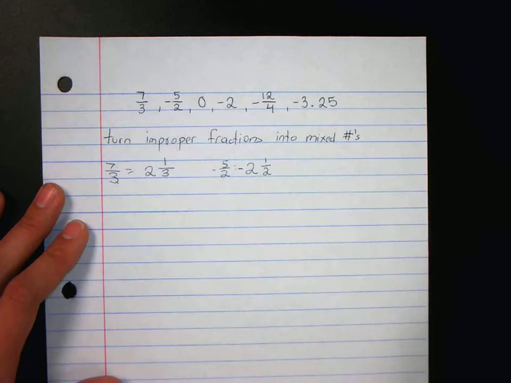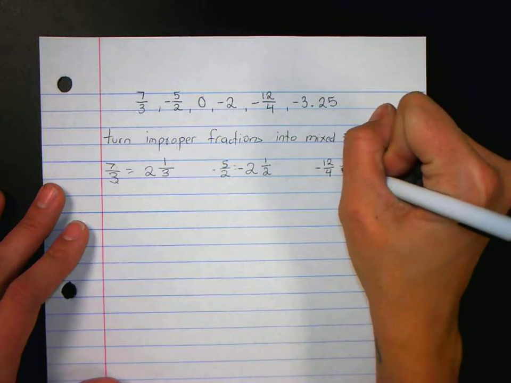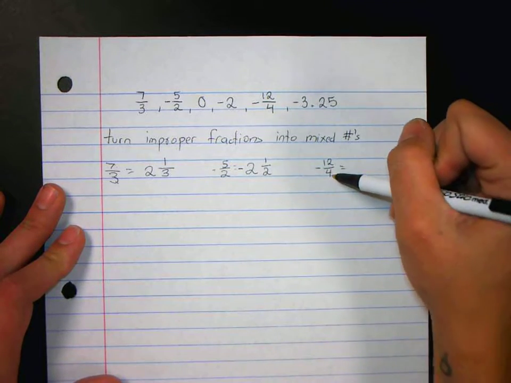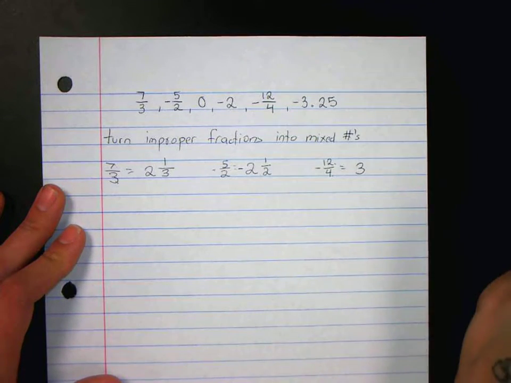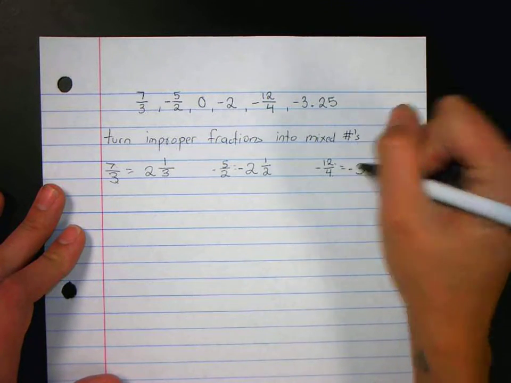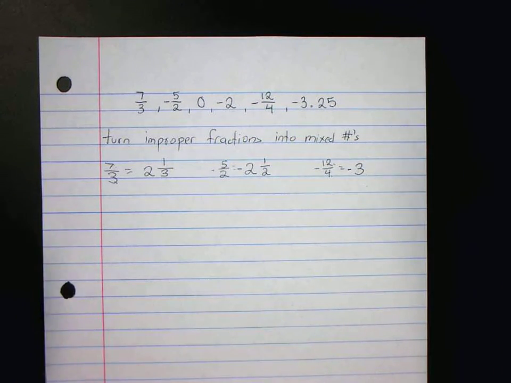And our last one, we have -12/4. We want to see how many times 4 goes into 12, and it actually goes in evenly. It goes in 3 times with nothing left over, so we're going to have a -3. It is okay to have a whole number. It's easier to graph that.